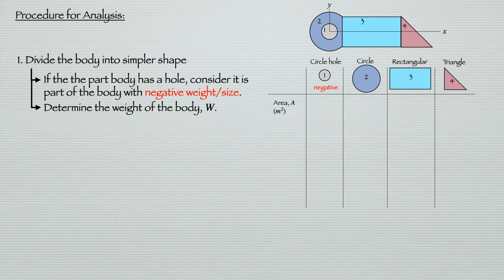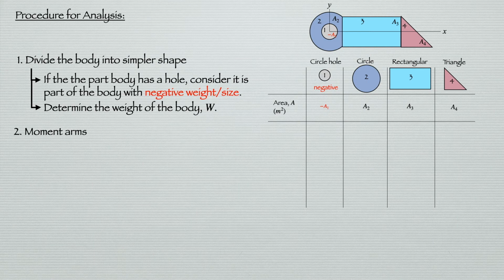So we need to determine the area of each part. We have 4 parts here. We need to define the area of A1, seen as a hole, so it is negative A1. The area of A2 for the circle 2, the area of A3 for the rectangular 3, and the area of A4 for the triangle 4. So we have 4 areas here.